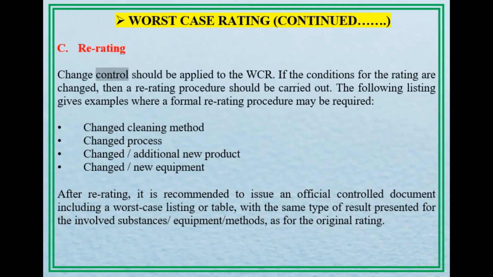Worst case rating, continued. Re-rating. Change control should be applied to the WCR. If the conditions for the rating are changed, then a re-rating procedure should be carried out. The following listing gives examples where a formal re-rating procedure may be required: changed cleaning method, changed process, changed or additional new product, changed or new equipment. After re-rating, it is recommended to issue an official controlled document including a worst-case listing or table, with the same type of result presented for the involved substances, equipment and methods, as for the original rating.